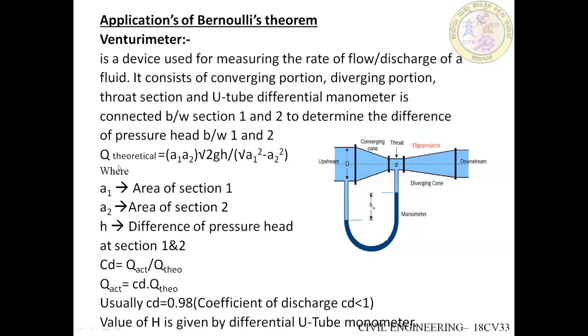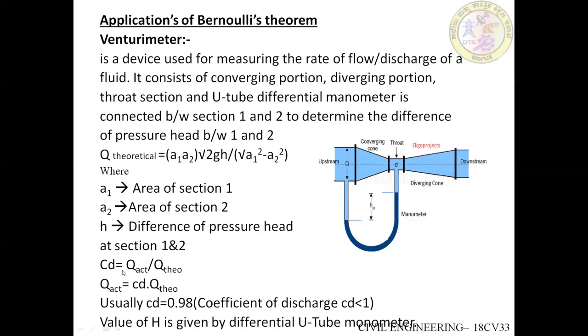We have a formula to calculate the discharge: Q theoretical is equal to A1 A2 root of 2gh divided by the square root of A1 squared minus A2 squared. Here A1 is the area at section 1, A2 is the area at section 2, and h is the differential pressure head, which you can determine from the U-tube differential manometer reading. From the manometer you get the x value, and from that x value you can calculate the differential pressure head.